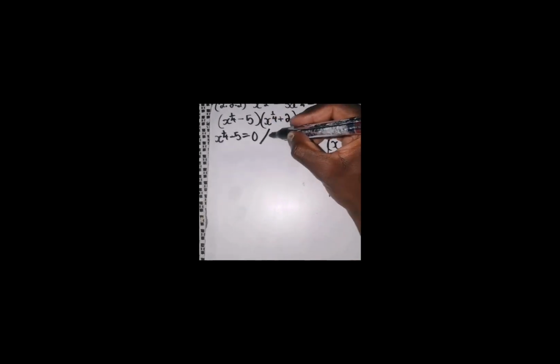This is what you now have. Now you equate every bracket to 0. So x to the exponent of 1 over 4 minus 5 is equal to 0, or x to the exponent of 1 over 4 plus 2 is equal to 0. Now from here you transpose as usual. x to the exponent of 1 over 4 is equal to 5, or x to the exponent of 1 over 4 is equal to negative 2.